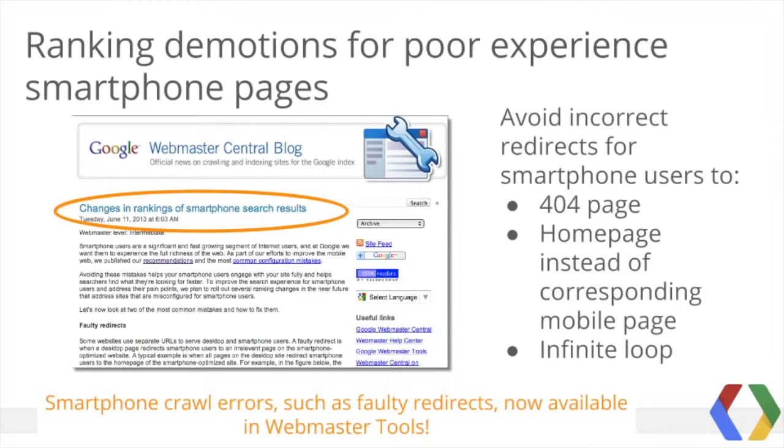In our Webmaster Central blog post, Changes in Rankings of Smartphone Search Results, my colleagues Pierre Farr and Yoshiki Okado provided advance notice about smartphone ranking demotions for web pages that offer a poor searcher experience. Commonly, those poor experiences are caused by undesirable redirects to a 404 page, the home page instead of a corresponding mobile page, or an infinite loop. Today, it's less about just building a smartphone site, since many of you have already done that, and it's more about facilitating a great user experience.